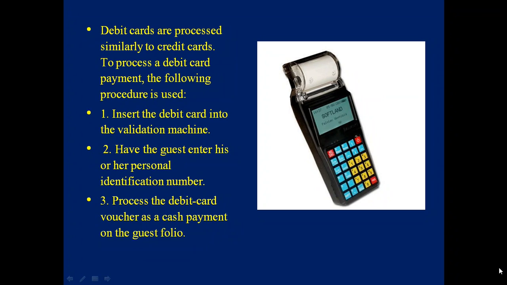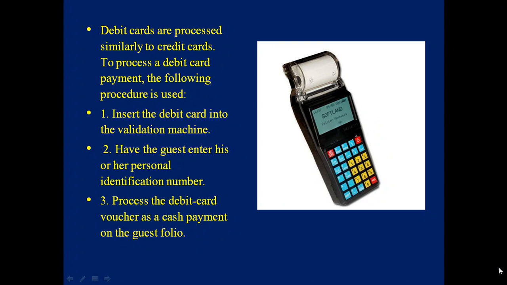Insert the debit card into the validation machine. It's a machine where all kinds of debit cards would be accepted. Have the guest enter his or her personal identification number. Once the card is swiped, you can put your own password, a coded 4 digit number. Unless you enter that number, money will not be deducted. And please do not share that number or pin code with any party or any person.